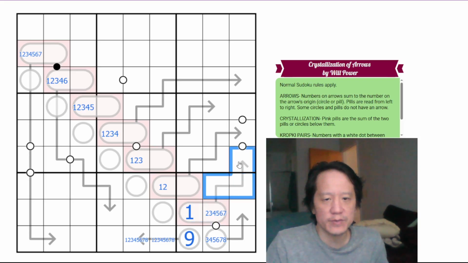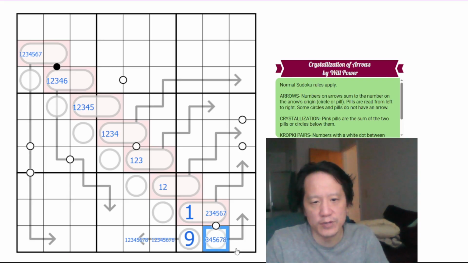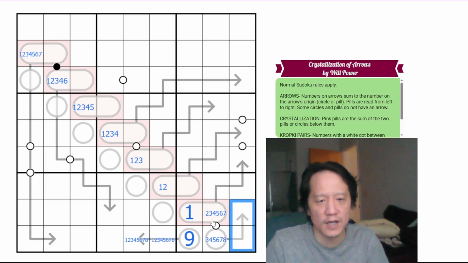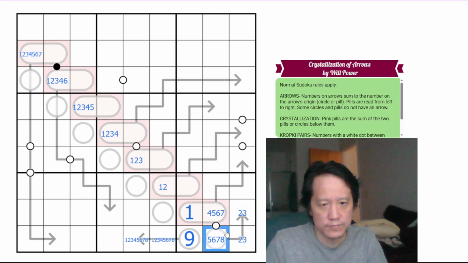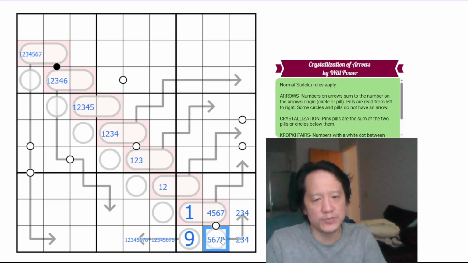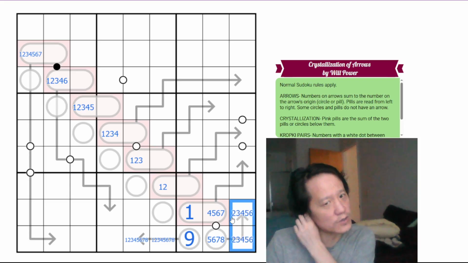So this is a sum of 3 digits. This cannot be 3, because it's the sum of 2 unique digits, and it can't have a 1. So this is at minimum 5. So this can't be 2 or 3. This must be 4, 5, 6, or 7. 5 to 4, up to 8, right? So that means up to 6 here.